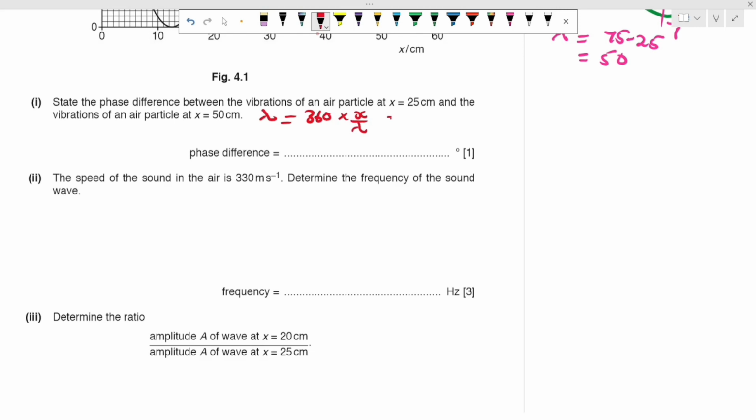So in this case, we have 360 times the difference between two. This is at 25, this is at 50, so the difference is actually 25 divided by the wavelength, which is 50. So this is just 1/2 of 360, which is just 180 degrees. So our answer will be 180.